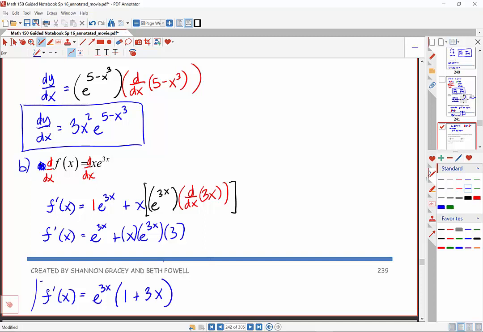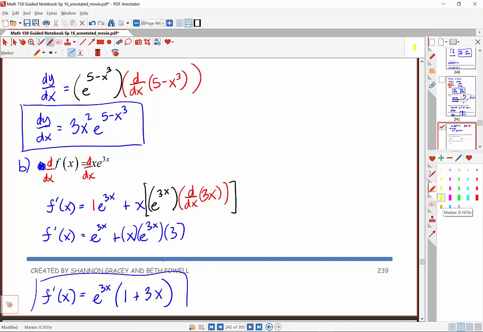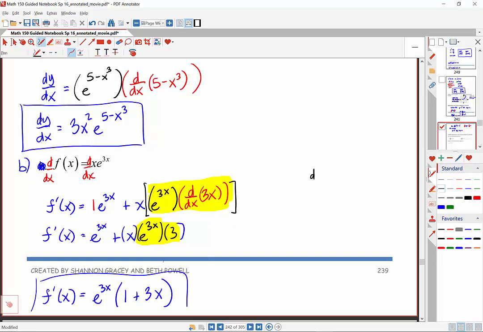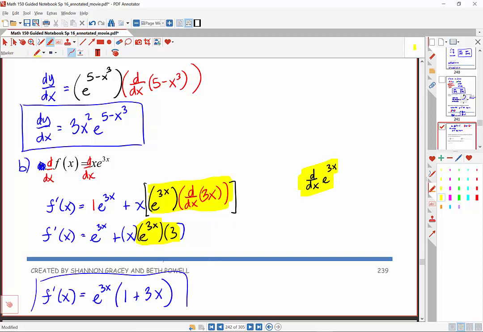And just so you can match stuff up, let's see what we had. So this whole thing here, which resulted in this portion here, all of that was d dx of our e to the 3x, all in the yellow. Okay? And the rest of it was utilizing the power rule and then simplifying.